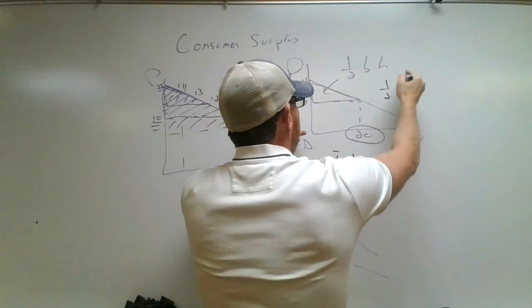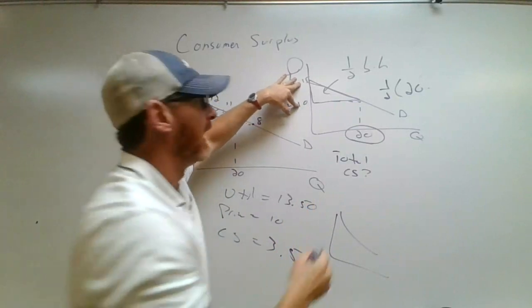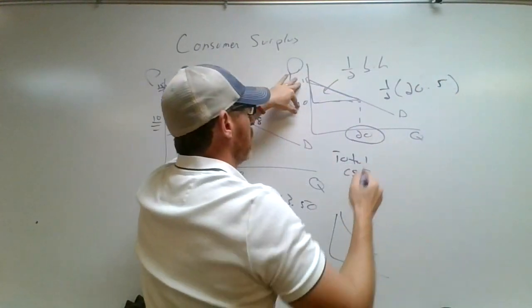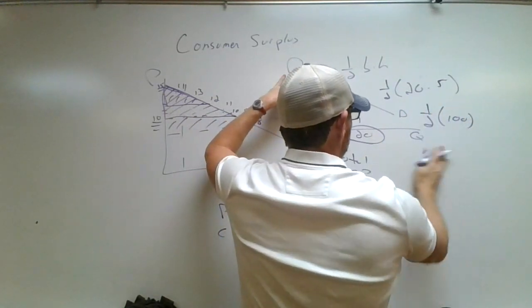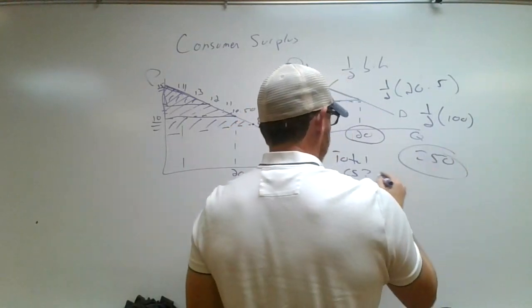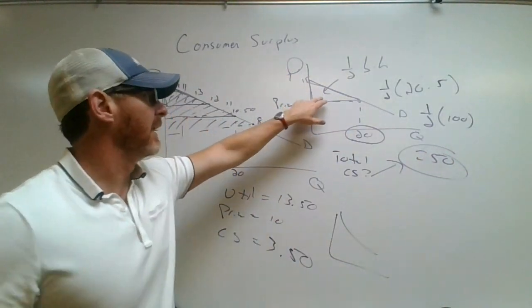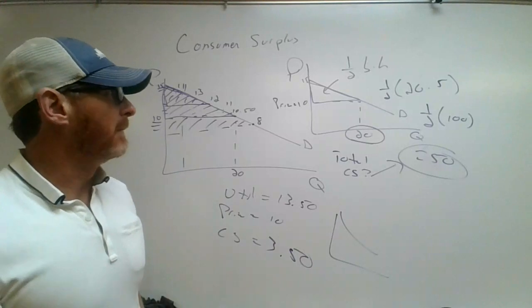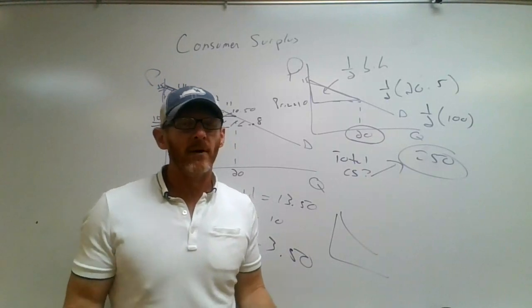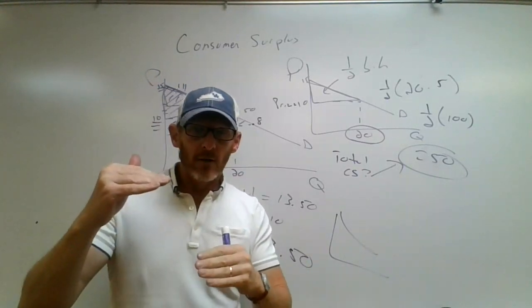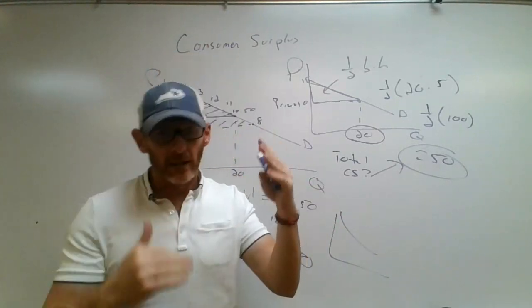So it'd be 1/2, the base is 20, right? The height is 5, right? 15 to 10 is 5. So it'd be 1/2 of 20 times 5, which is 100, and 1/2 of that would equal 50. So our consumer surplus is $50. And we got that by figuring out the area of this triangle, and we just use quantity, price, and the top of this utility to figure out the consumer surplus. It's really important because as prices change, right? As prices change and quantities shift, that gives us more or less consumer surplus.